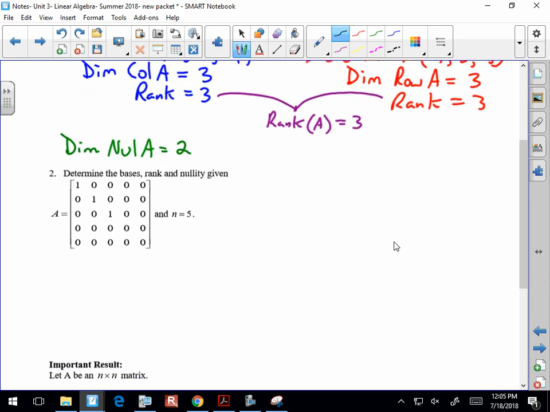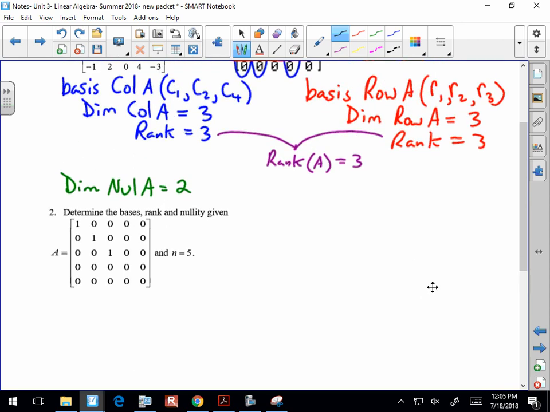All right, so again, we're looking for the bases. The basis of the column space, the basis of the row space, the rank, and the nullity. Right. So the basis of the column space of A would be the first 3 columns, right?